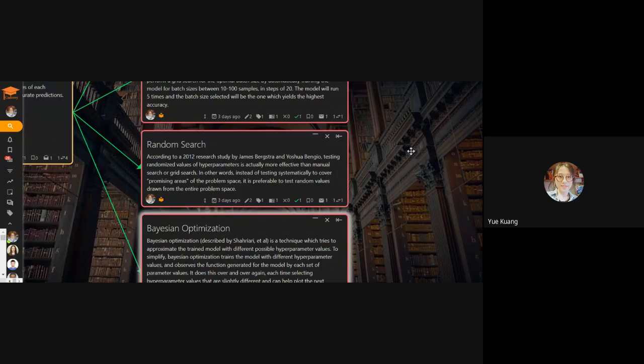And the random search. According to a research study in 2012, testing randomized values of hyperparameters is actually more effective than manual search or grid search. In other words, instead of testing systematically to cover promising areas of the problem space, it is preferable to test random values drawn from the entire problem space.